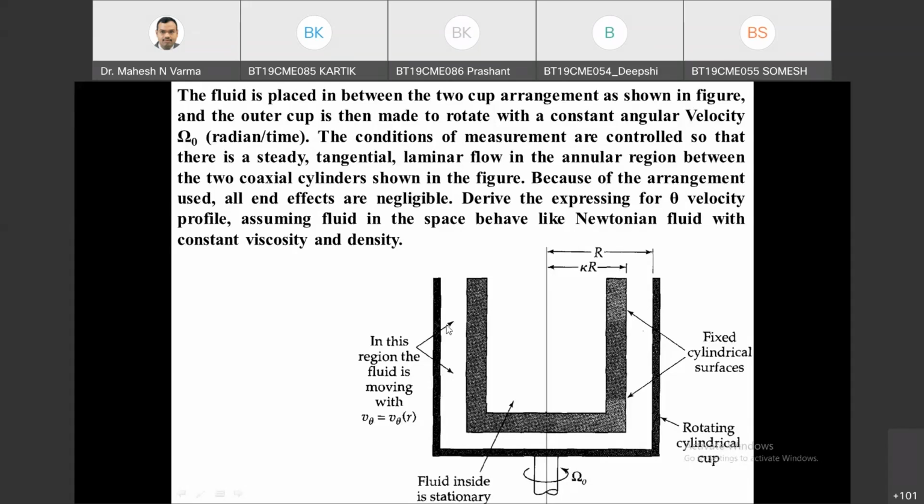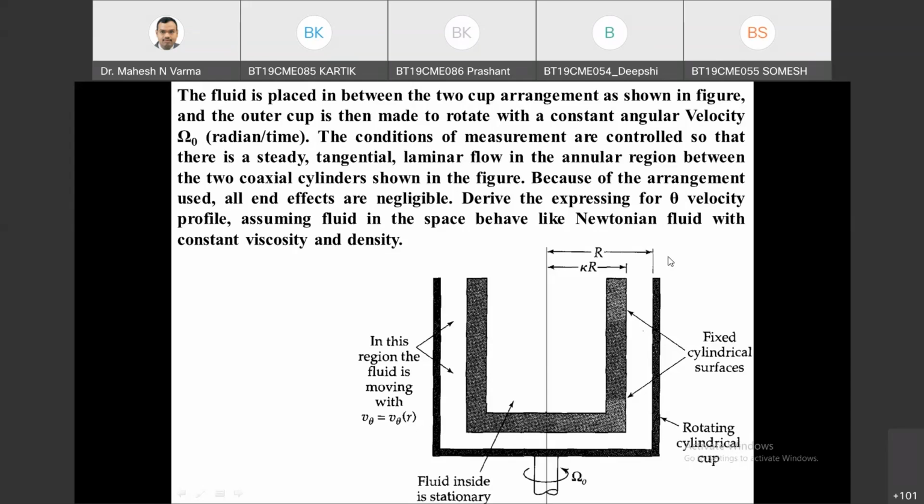Because it is given tangential laminar flow. First of all, tangential laminar flow is given. Secondly, end effects are neglected. Whatever be the variation in this region will be neglected. Okay, Somesh, is this clear? Yes, clear sir. Clear to everybody? Why VR equals to 0?